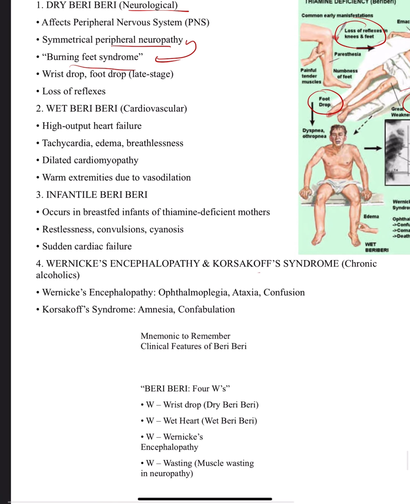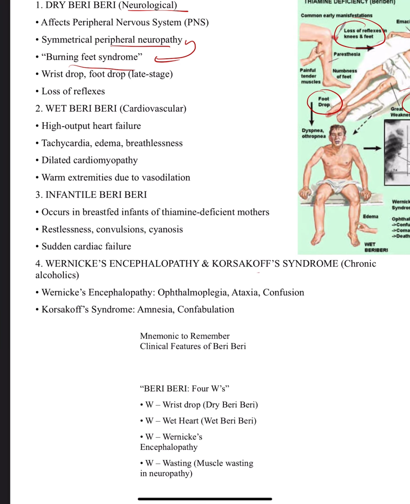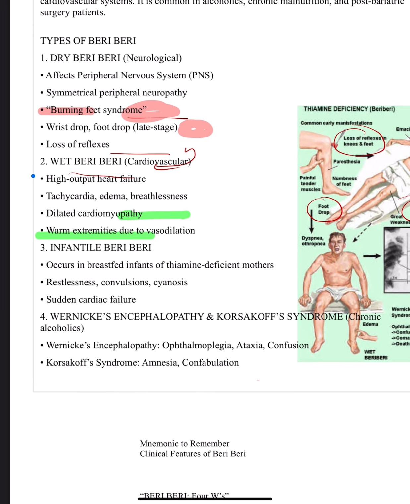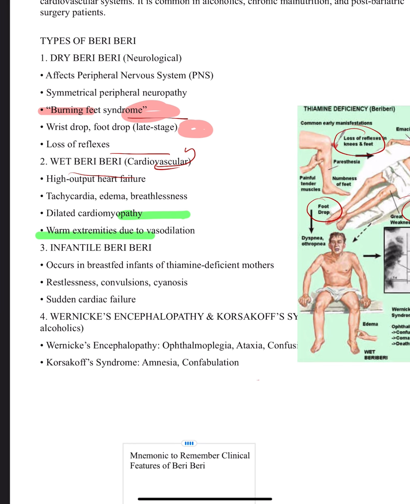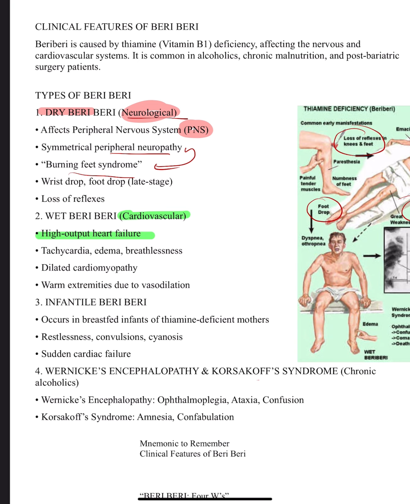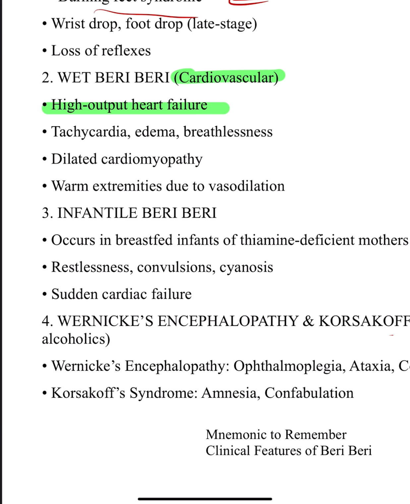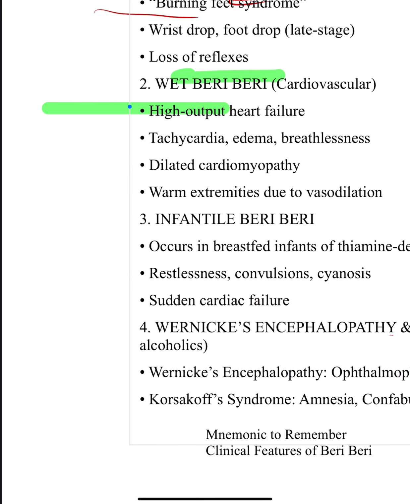Then coming to what wet beriberi is all about, the cardiovascular manifestation. It's a high output cardiac failure, right? Dry beriberi is all about neurological manifestation, the PNS. Here, high output cardiac failure will manifest as what? Tachycardia, and it manifests as tachycardia, edema.